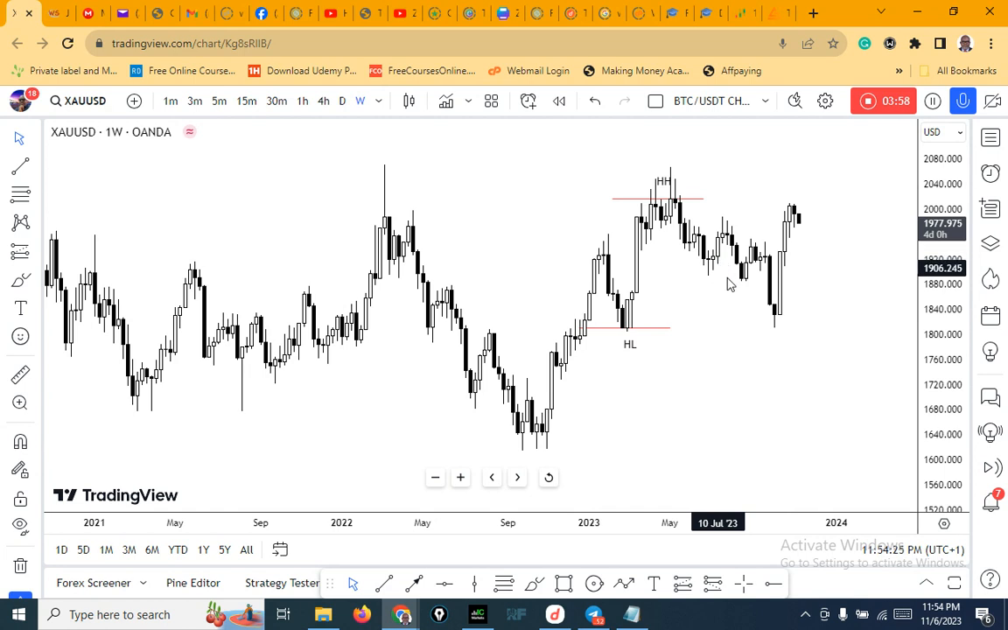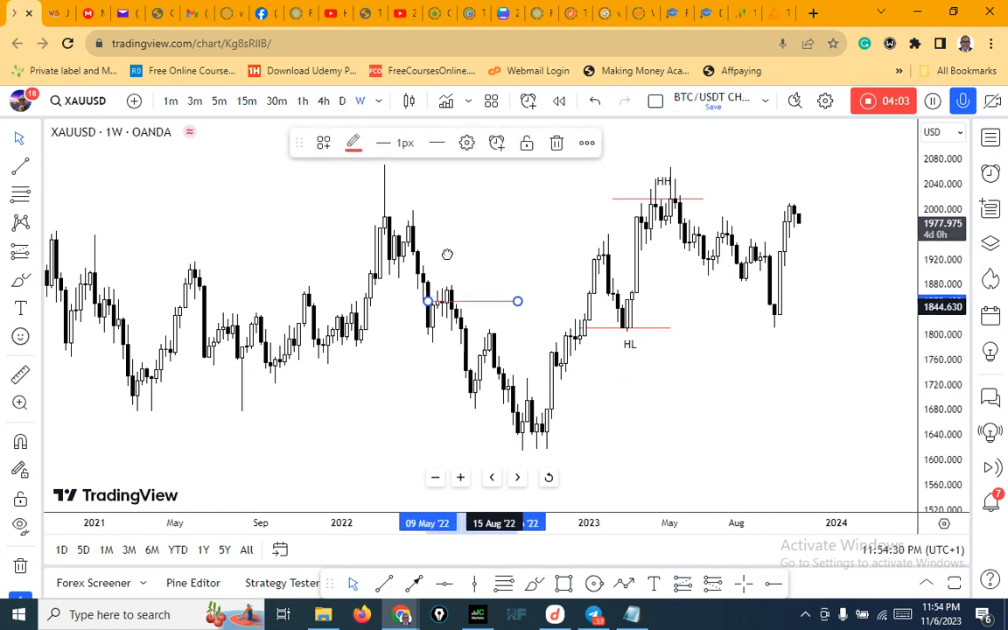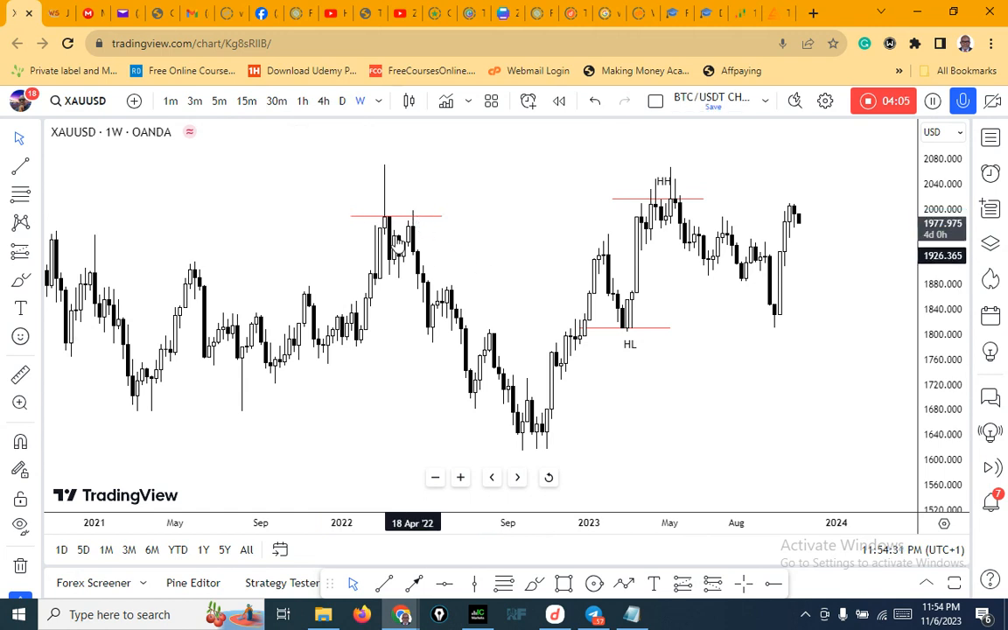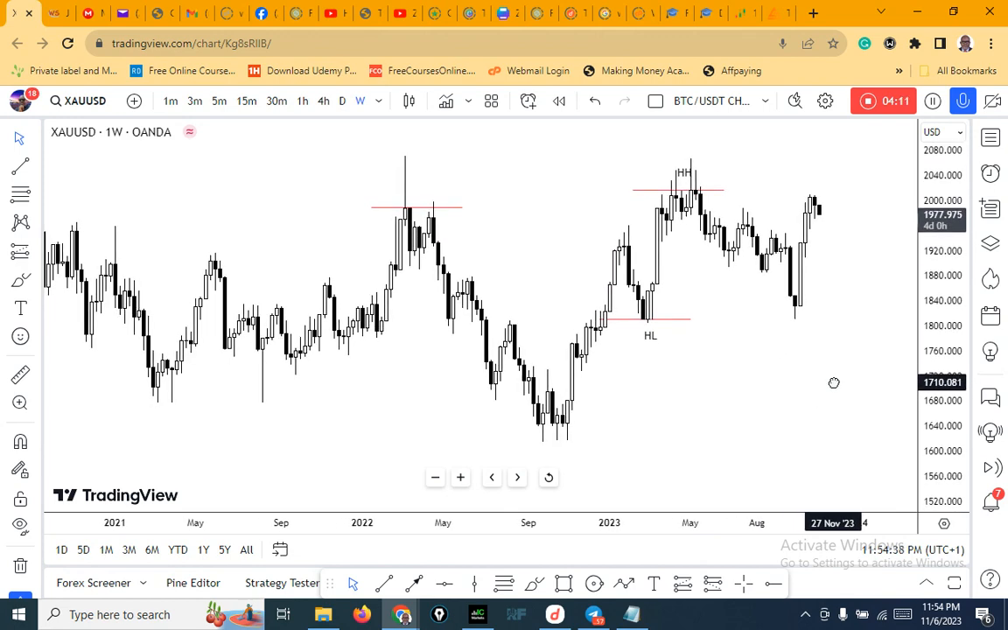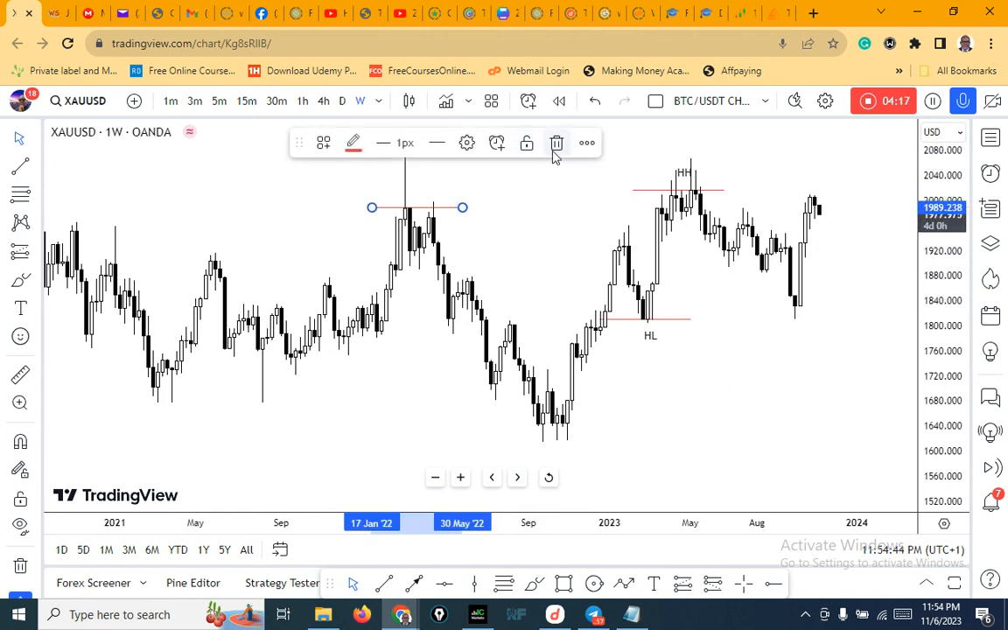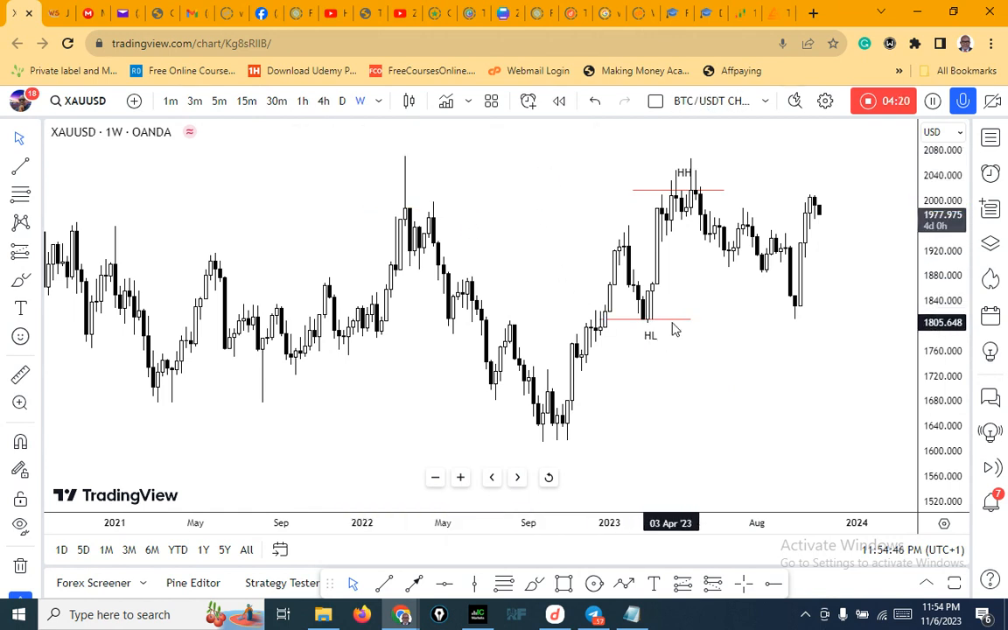Now, let me also show you another thing. The highest of the high in recent time here is this structure here. And you can see that this higher high has broken that high. So ultimately what we have on the weekly time frame is a bullish market structure. So let me delete this. It's a bullish market structure. So this market is in an uptrend on the weekly time frame.